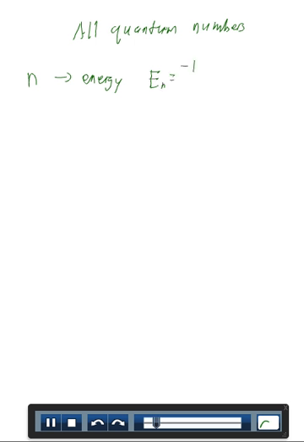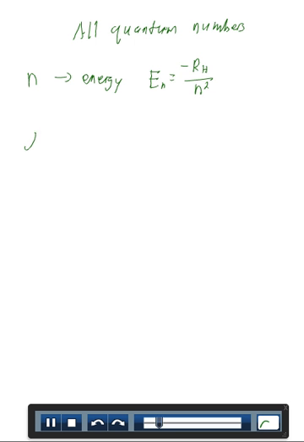Let's consider all of the quantum numbers for a hydrogen atom. These quantum numbers come naturally from the solution for the equations of motion for the electron in the hydrogen atom. So first, we've already seen n. n gives the energy of the hydrogen atom, and the energy, as we've seen before, is the Rydberg constant divided by n squared.